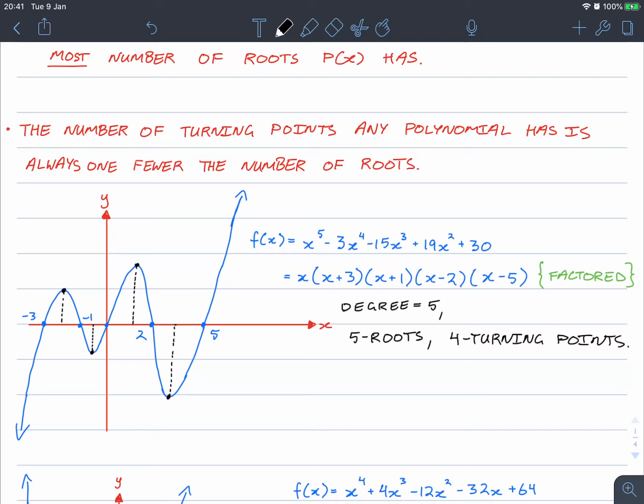It's impossible for this to have a 6th root. And notice how, because it has 5 roots, we can count its turning points: 1, 2, 3, and 4. So it always has one fewer turning point than the number of roots.